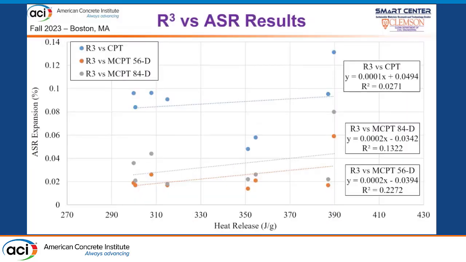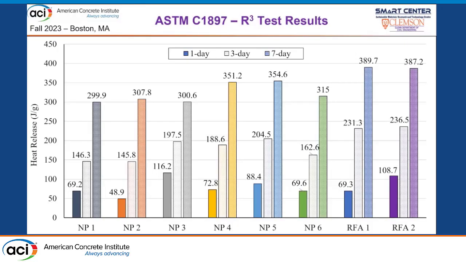We also do a simple linear regression between the R3 test and the ASR results, and there is no significant correlation between the two data sets. And here we want to point out this red point, which represents the IFA1 data point. In the previous ASR expansion results, the IF1 had the highest expansion among all the materials. Even in the strength activity results, at 7 days, it failed to pass. But in the R3 test, it released the highest amount of heat.